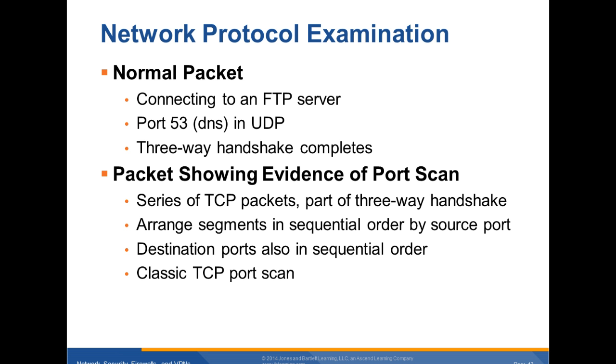Network protocol examination. A normal packet connecting to an FTP server, port 53 DNS and UDP, or a three-way handshake completes it. A packet showing evidence of a port scan would be a series of TCP packets, part of a three-way handshake. They arrange the segments in sequential order by source port. The destination ports are also in sequential order, and this is a classic TCP port scan.